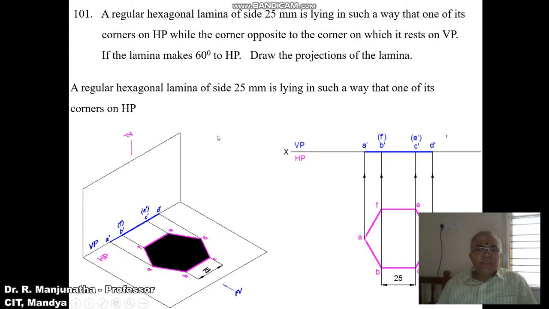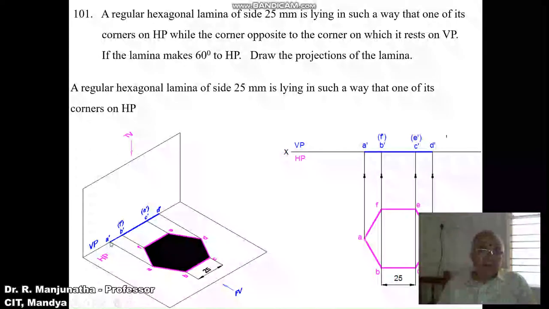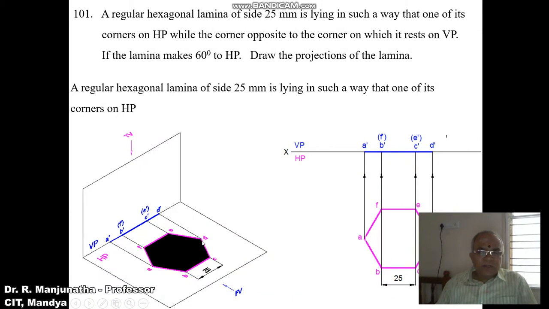As he says that it is resting on one of its corners, it has to be assumed that two of the sides should be parallel to VP. Then only will the corner be at the end, and the corner opposite to this will also be a corner in the hexagon case. So as we see, when you look from the front view, all the sides are resting on HP, so obviously it will be parallel to HP.